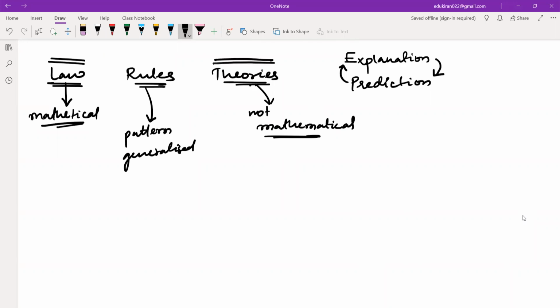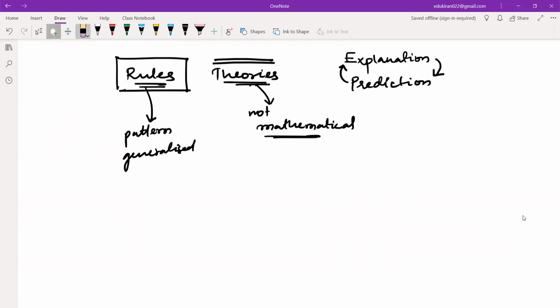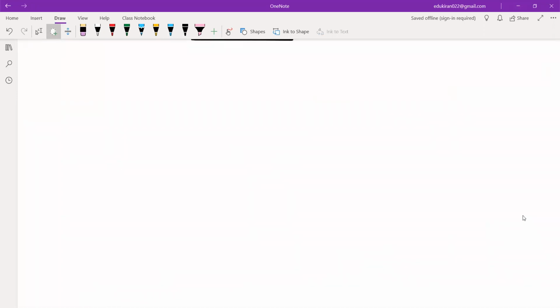Now in chemistry you will hear that there are exceptions, but that is only in rules. Only in rules will you find exceptions. For example, the ionization enthalpy rule is a pattern that you are seeing: if I go down the group, the ionization enthalpy decreases because the ionic radius is increasing. That is a pattern generalization, so there will be some kind of exception. But laws don't have any exception. For example, Henry's law has no exception. Raoult's law will not have exceptions. Similarly, the van der Waals gas law does not have any exception, because these are laws and these are mathematically proven.